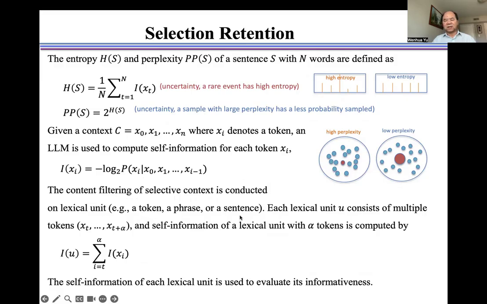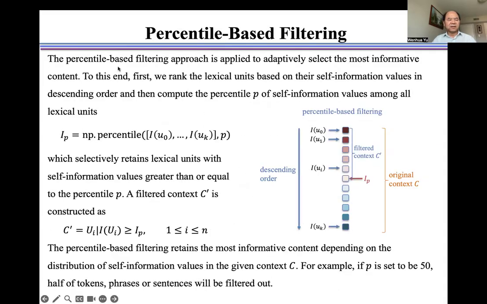Each lexical unit U consists of multiple tokens, and the self-information of a lexical unit with alpha tokens is computed by using this formulation. The self-information of each lexical unit is used to evaluate its informativeness. The percentile-based filtering approach is applied to adaptively select the most informative content.